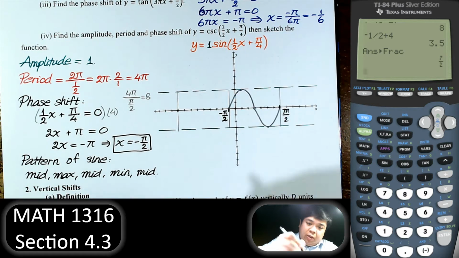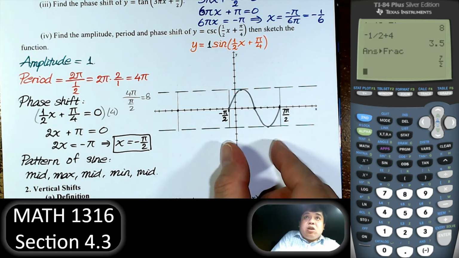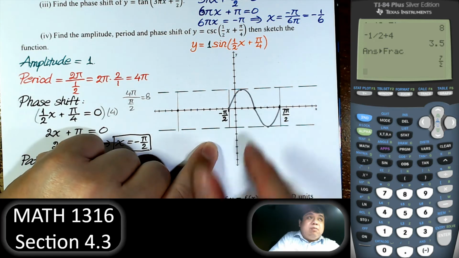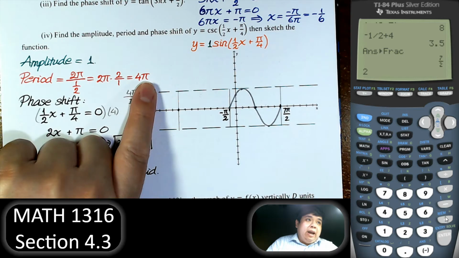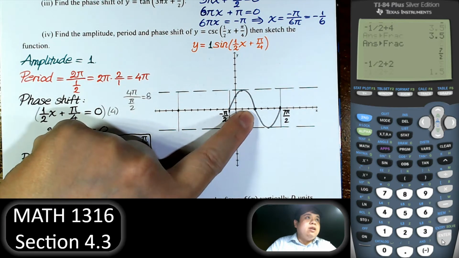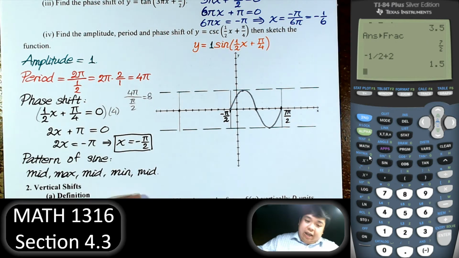That will be this point. And you say, how about this point? Well, if the period is that much, that will be half a period, which is half of 4 pi, which is 2 pi. And so we start from the phase shift plus 2 pi. That is 3 pi over 2.